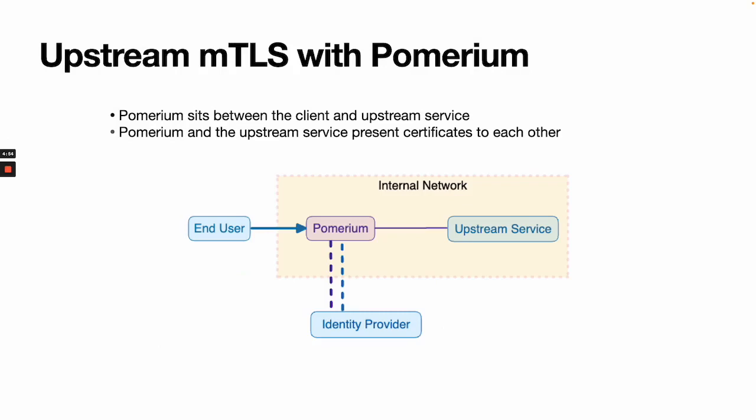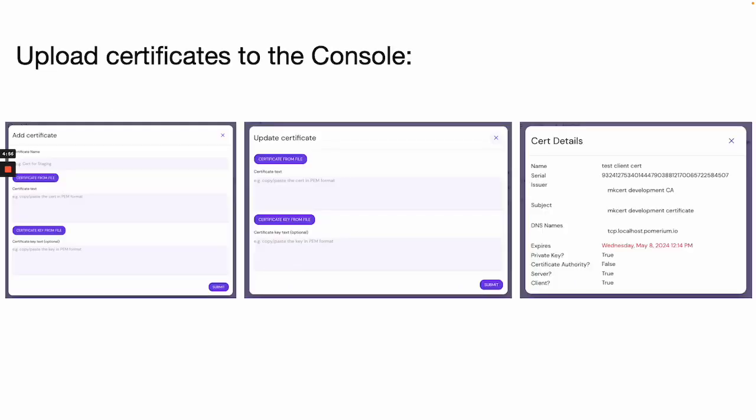With Upstream mTLS, Pomerium sits between your end users and their destination, the Upstream app or service. In this model, both Pomerium and the Upstream service must authenticate each other with valid certificates before Pomerium secures the connection. Adding certificates in Pomerium is simple because you can import them into the console.